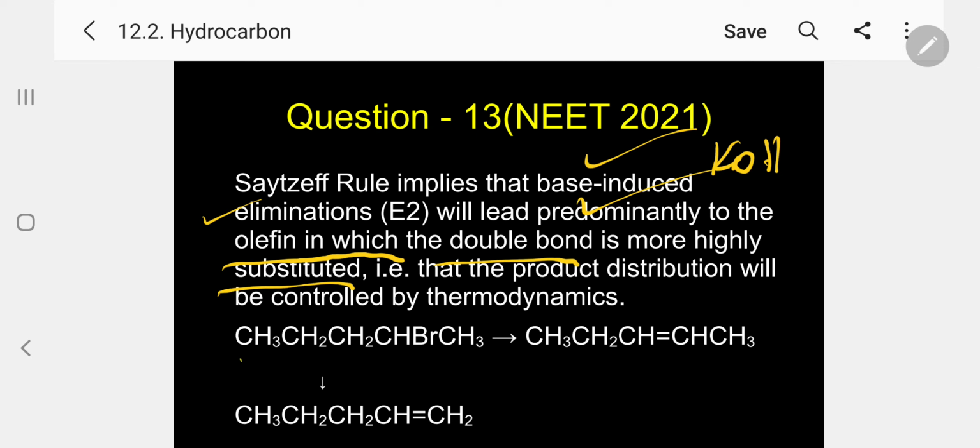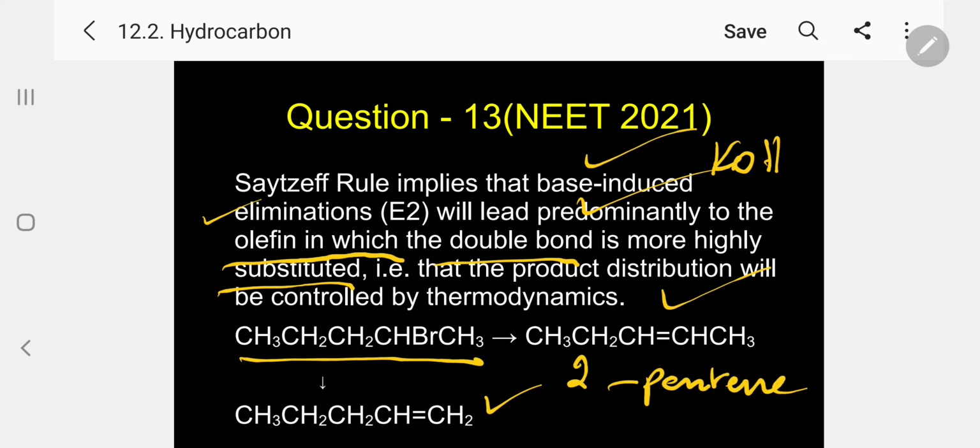So just see, I am writing the structure of 2-bromo alkane. One product is 2-pentene, another is 1-pentene. This is 2-pentene. This is 1-pentene. Kindly follow. So our answer is, Saytzeff rule says the product containing the double bond, the carbons having the double bond should contain highly substituted, more number of alkyl groups.